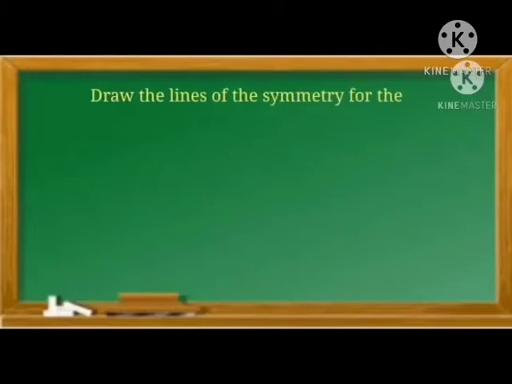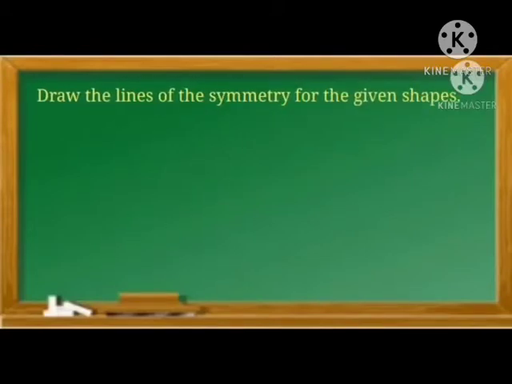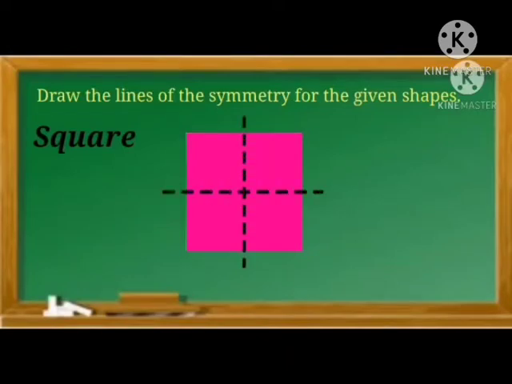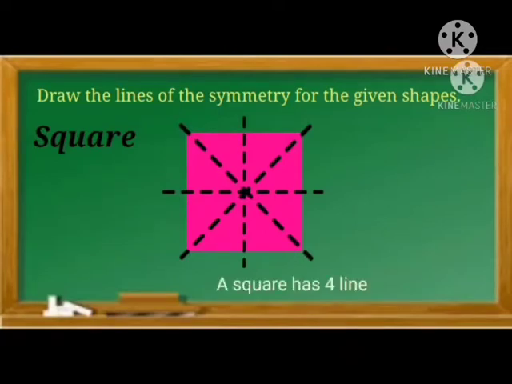Let's draw the lines of the symmetry for the given shapes. What shape is this? Very good. It is a square. Let's divide the square vertically, horizontally, and diagonally. How many lines of symmetry did you see? Very good. A square has 4 lines of symmetry.